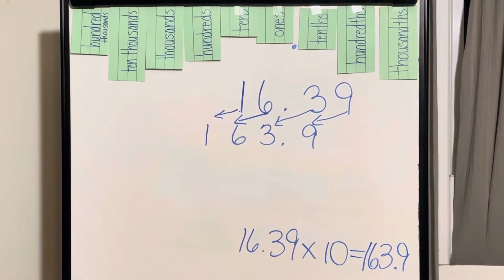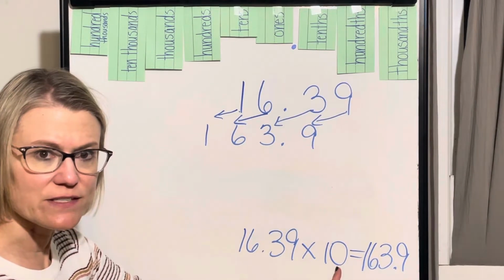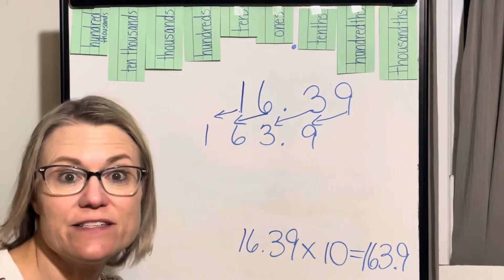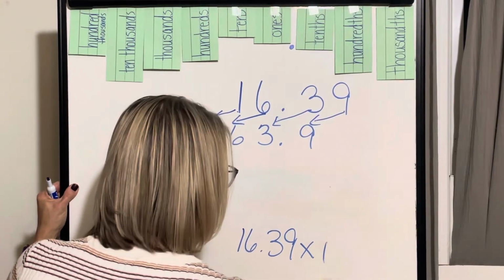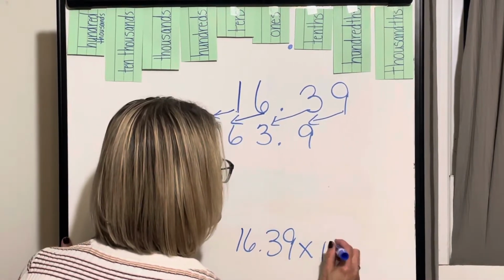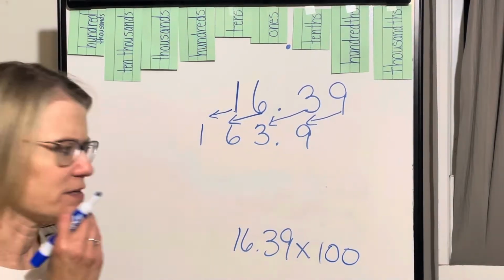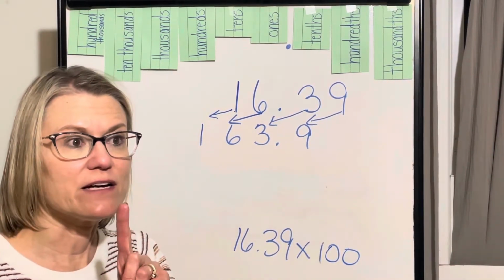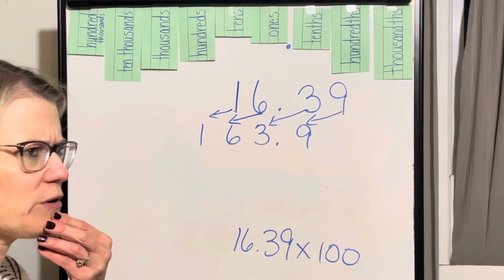Everything shifts one place. Now, what would happen if I changed this and I made this times 100? So let's see what happens. I'm going to keep my original number and change this to 100. So, what do we know about this? 100 is also the same as 10 to the second power. What do we know about that?